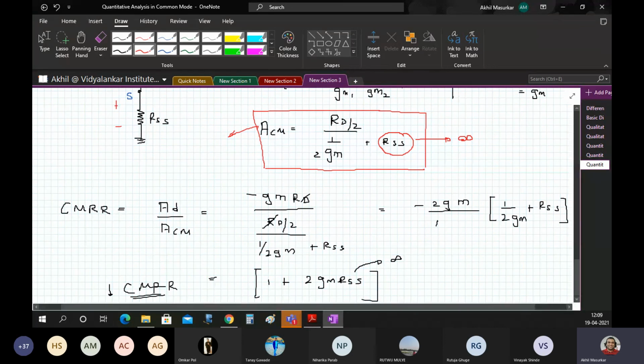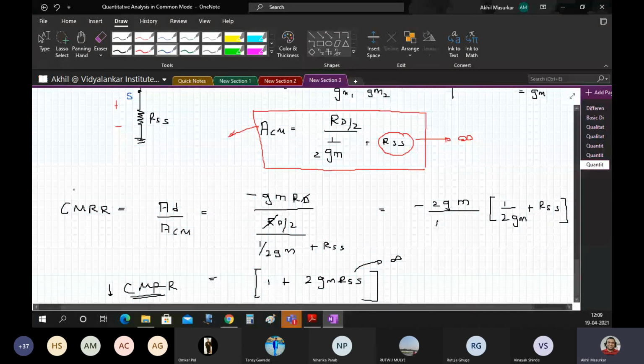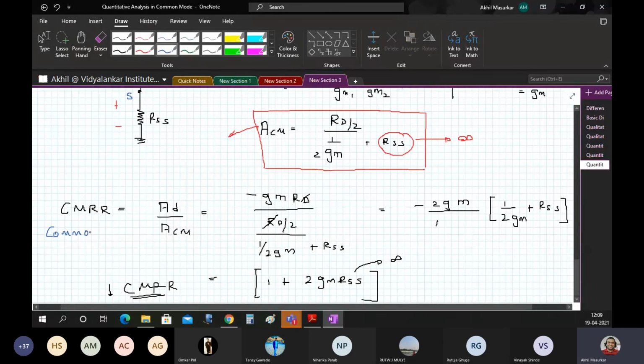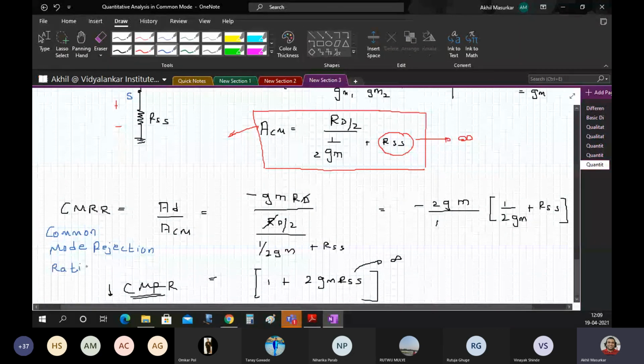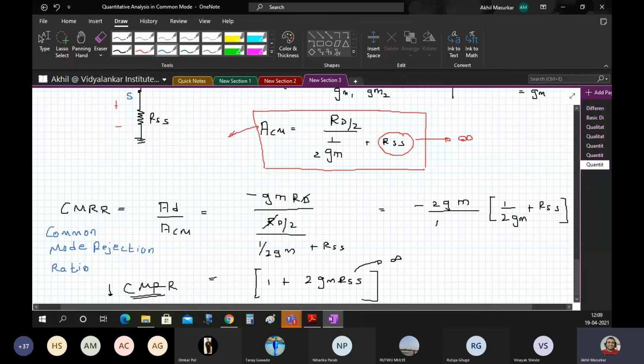And what is CMRR? CMRR stands for common mode rejection ratio.